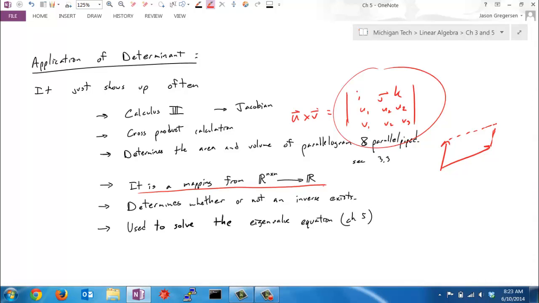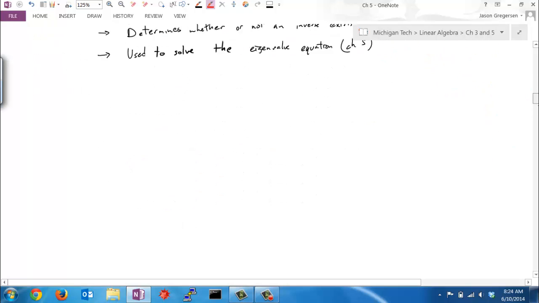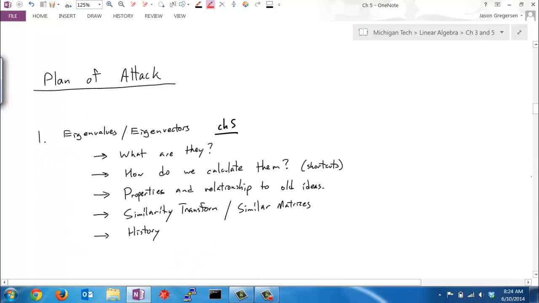And of course, fundamentally, the reason we came up with this calculation is because it was exactly what we needed to show whether an inverse exists. And the last one I've listed here, although there are lots of others, we're going to use it to solve the eigenvalue equation, which is the beginning of chapter 5. The determinant is going to be a calculation along that road. So determinants just come up a lot.